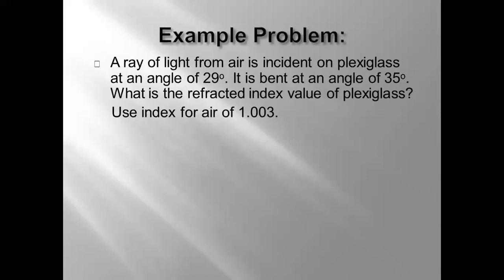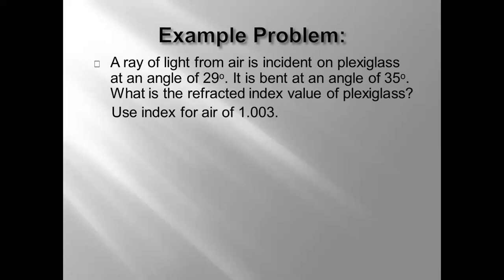Now let's proceed with the first problem. A ray of light from air is incident on plexiglass at an angle of 29 degrees. It is bent at an angle of 35 degrees. What is the refractive index value of plexiglass? In this problem, we're going to use 1.003 for the index of air. So why is it 1.003 and not 1.00029? Because air varies with temperature.